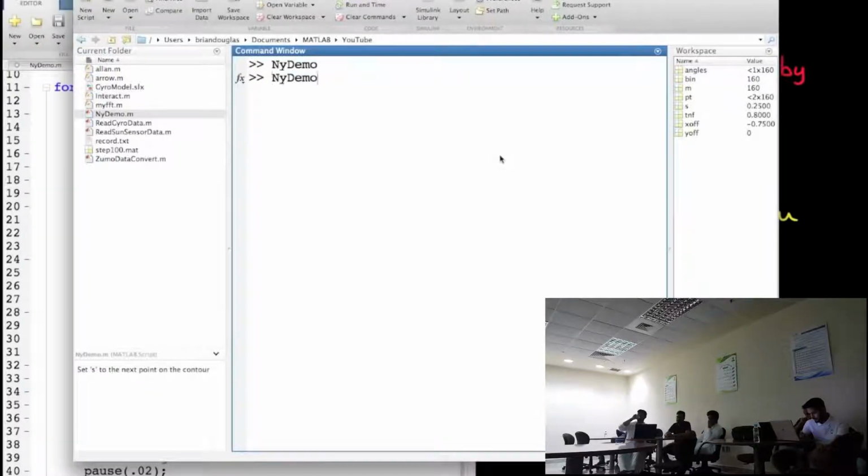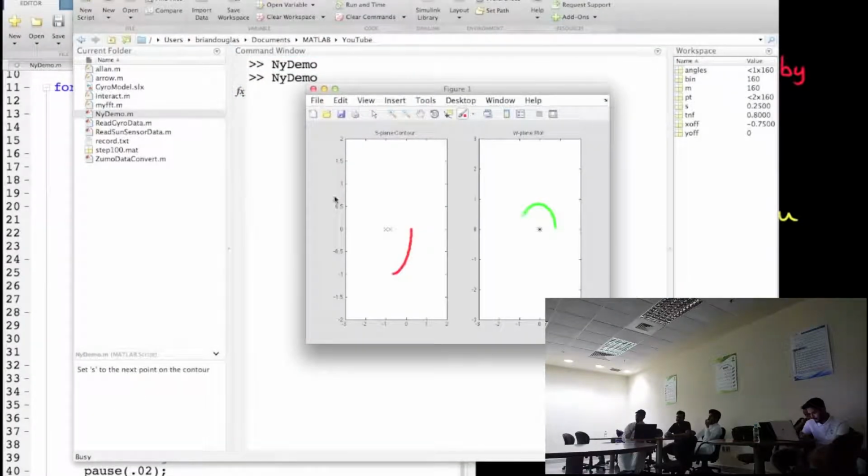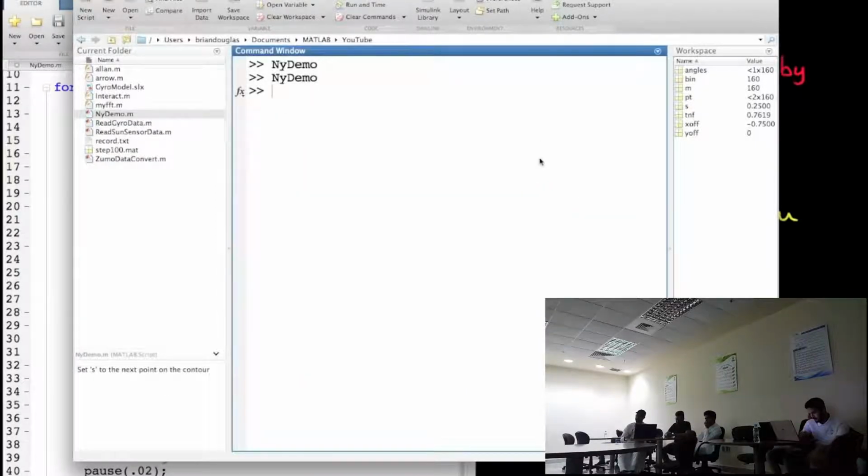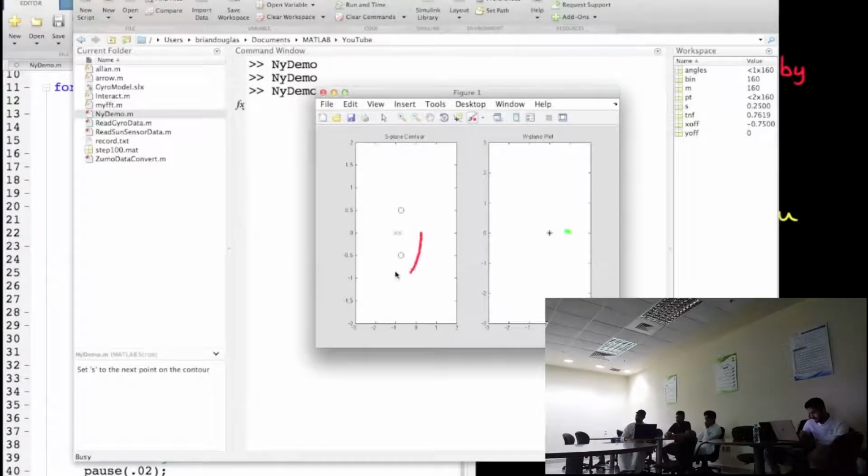Now I'll add a second pole and rerun it. And as you can see, there's going to be 2 rotations around the origin, one for each pole. Finally, I'm going to add 2 zeros as well. And now the resulting plot doesn't circle the origin at all. And that's because we're adding 2 times 360 degrees of phase from the 2 zeros, but at the same time subtracting 2 times 360 degrees of phase from the 2 poles.